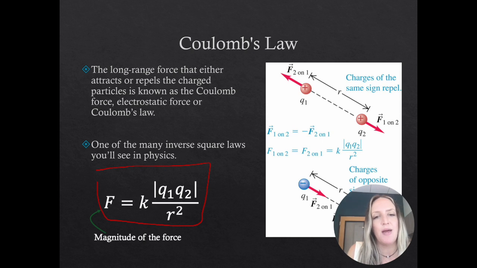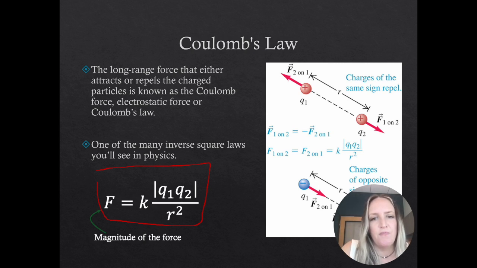So the magnitude of the force is given by this relationship here. It's called Coulomb's law. It's called electrostatic force. It's called Coulomb force. So you may see it referred to a few different ways. The magnitude of that force is scaled by the magnitude of the two charges and also by the inverse of the distance squared. It's called an inverse square law. You may have seen this before in gravitation.